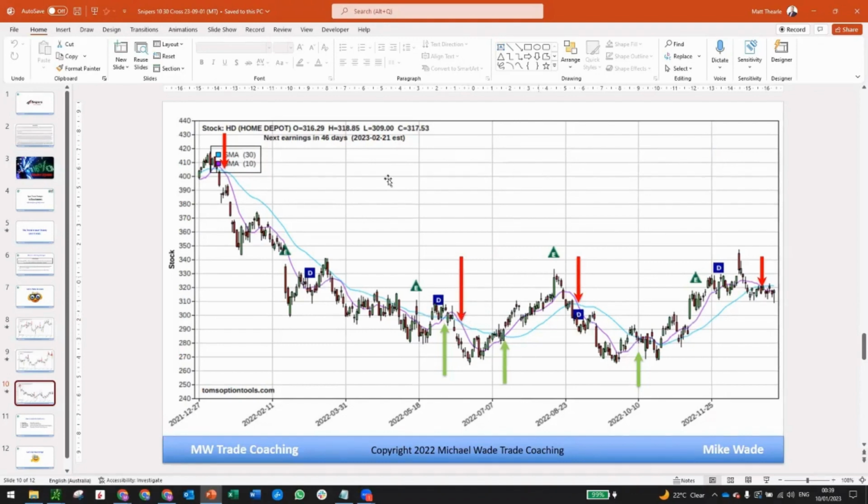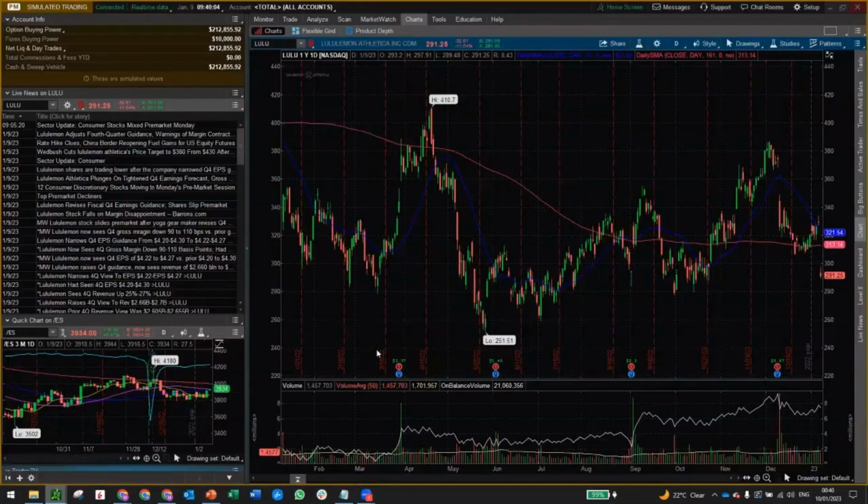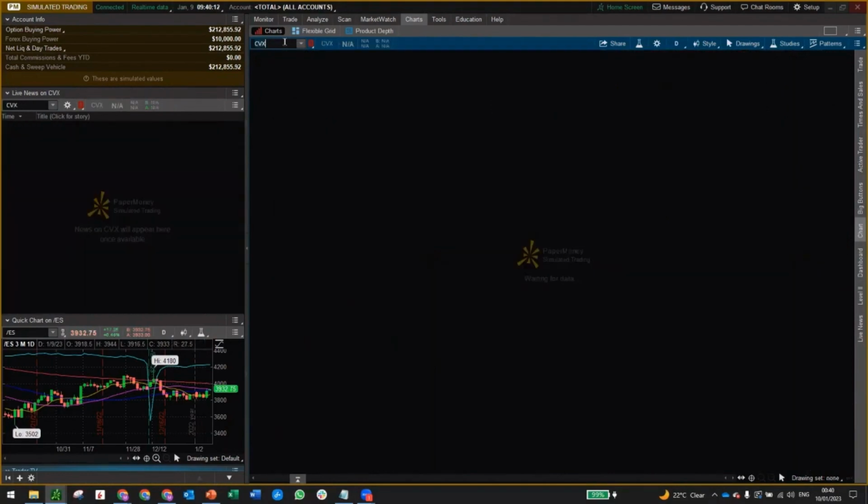So how do we do this? Look, there's many different ways you can identify a 10/30 cross. And one of them is you can use your broker platform. So what you can do is you can come in here and you could say, I want to look at a stock. And let's go and look at Chevron by way of example.